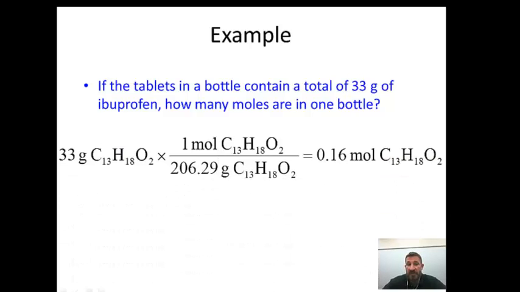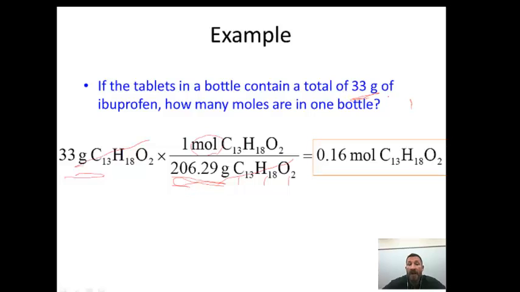So here's how you'd set it up. You'd put the mass of what you start with. Our given value is 33 grams, so I put the 33 right here. And this number, the 206.29, I got from getting the mass of 13 carbons, 18 hydrogens, and 2 oxygens and adding all those together. And at the top, I put a mole. So the wonderful thing about it, when you do this, your grams are going to cancel out. So you see grams of ibuprofen cancel out, and your final answer is in moles, which is what we see there. Questions? Hopefully that makes sense to you.